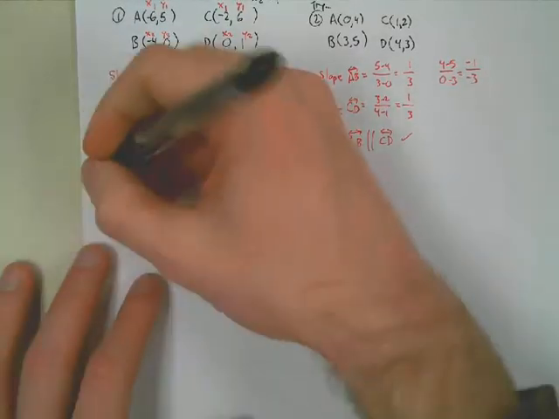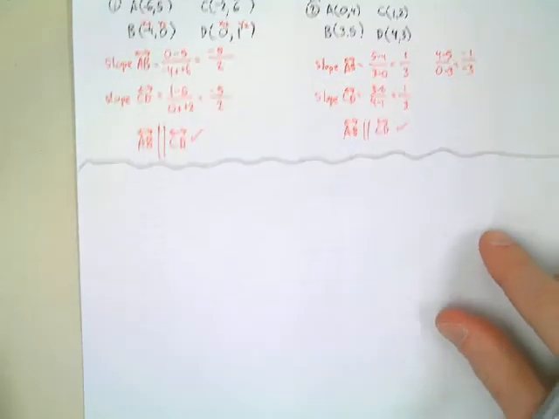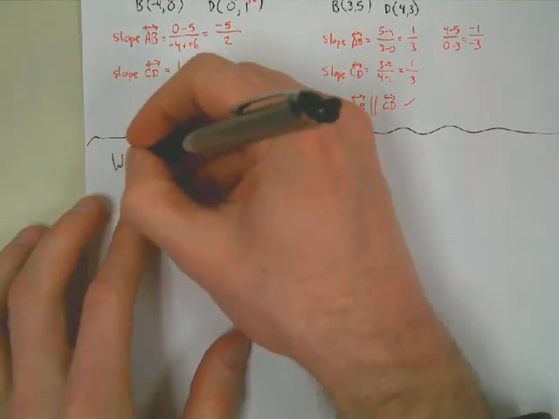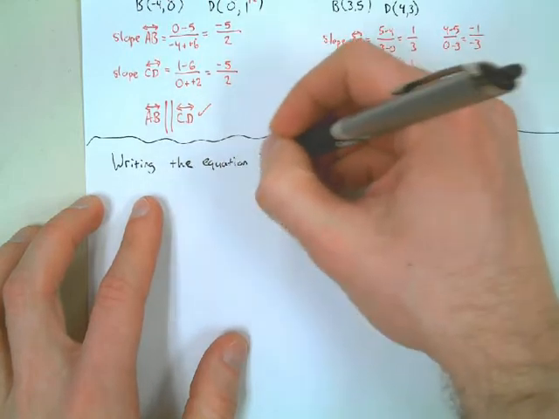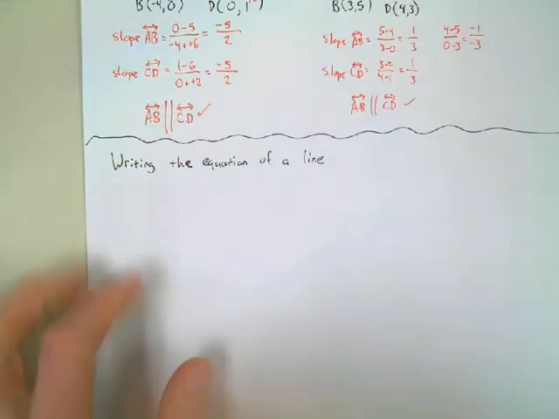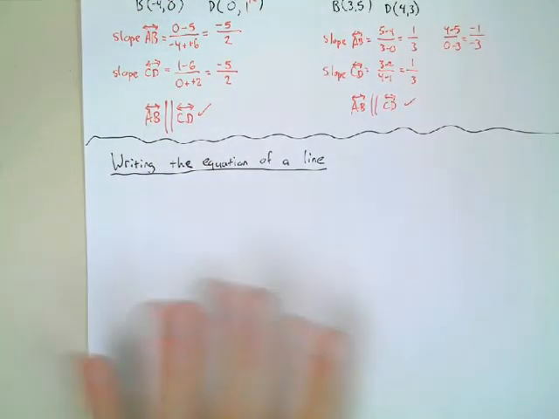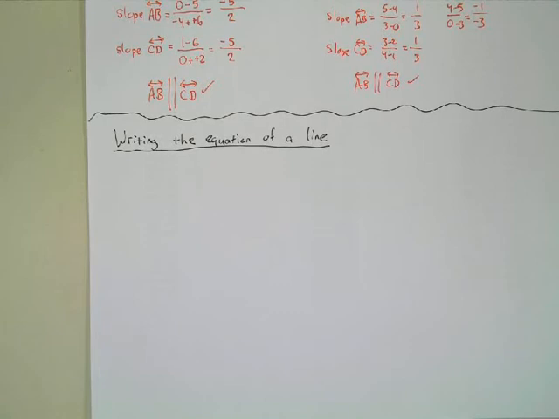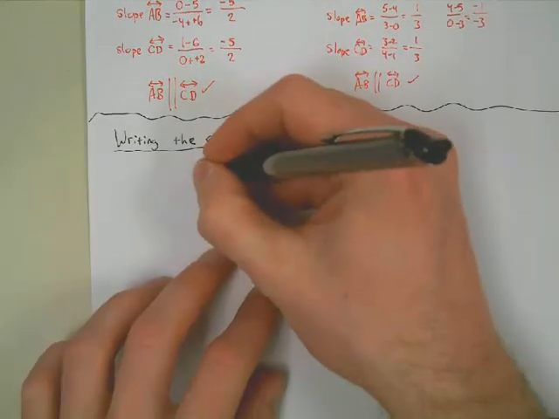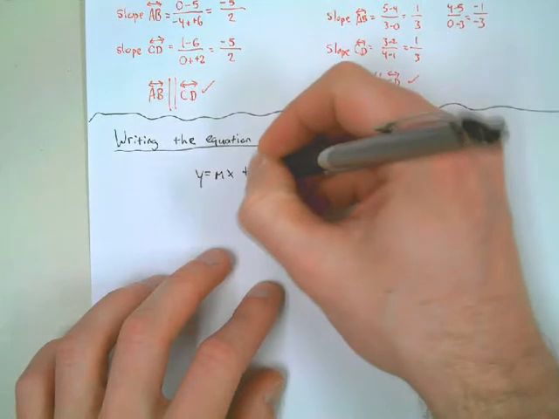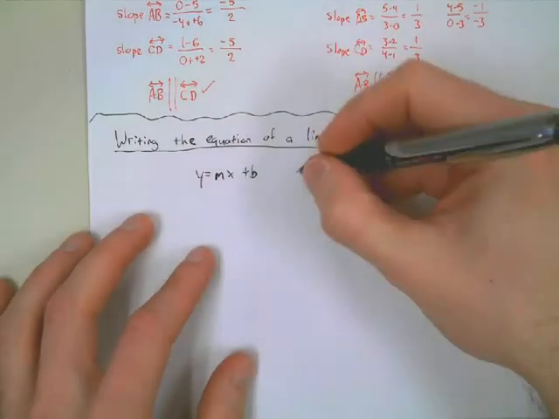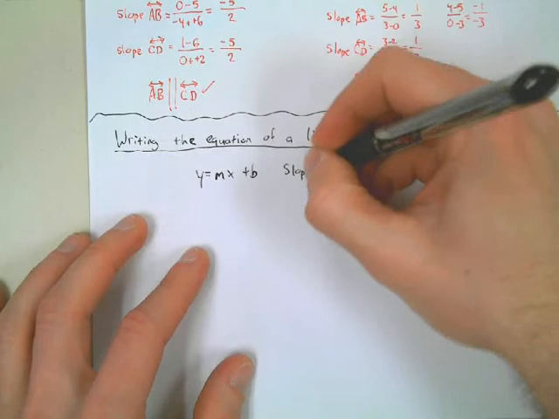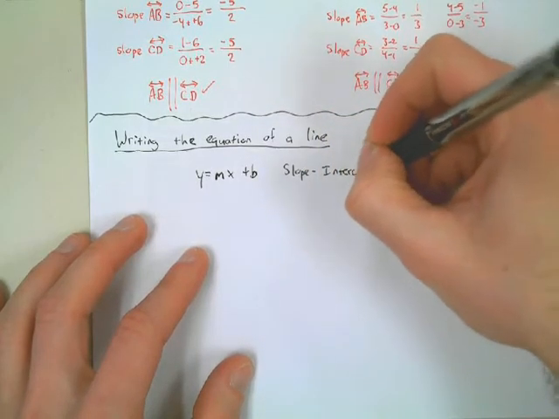But we also need to be able to write the equation of a line as well. There's a couple different ways to write the equation of a line, a couple of different forms, and you maybe learned a couple of different forms in Algebra 1. The main form we're going to focus on is y equals mx plus b. This is something you're familiar with right from algebra. This is called slope-intercept form. This is one way to write the equation of a line.